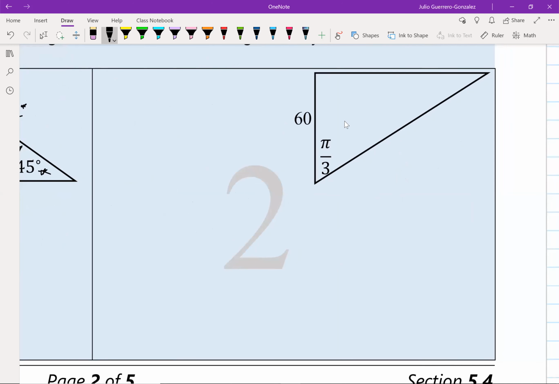This one, same idea. Here's our angle. It's pi over 3. And we are given the adjacent. So we need to find the opposite. We need to find the hypotenuse. Yes, it is also the same.